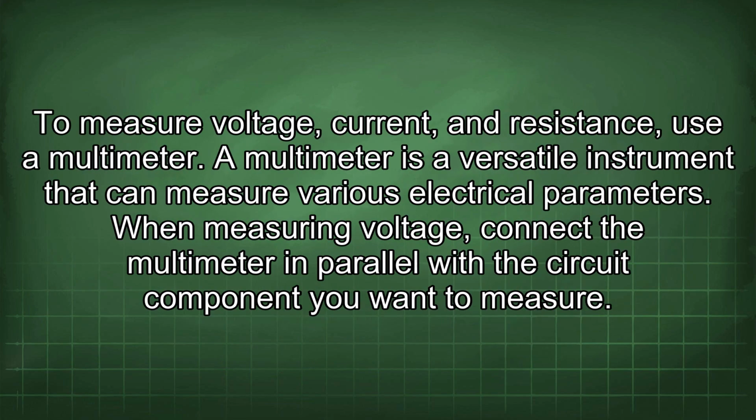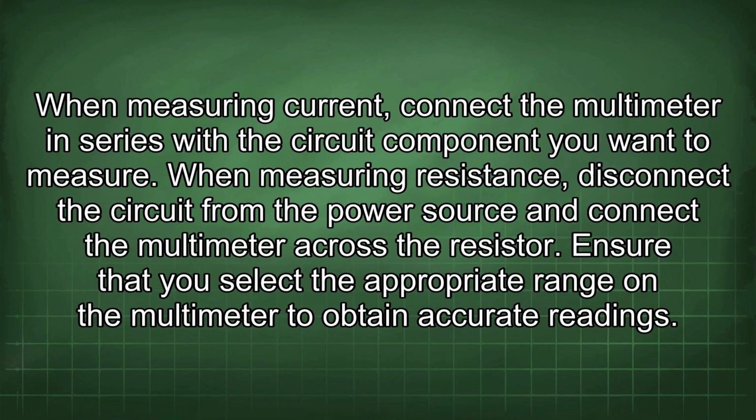To measure voltage, current, and resistance, use a multimeter. A multimeter is a versatile instrument that can measure various electrical parameters. When measuring voltage, connect the multimeter in parallel with the circuit component you want to measure. When measuring current, connect the multimeter in series with the circuit component you want to measure. When measuring resistance, disconnect the circuit from the power source and connect the multimeter across the resistor. Ensure that you select the appropriate range on the multimeter to obtain accurate readings.